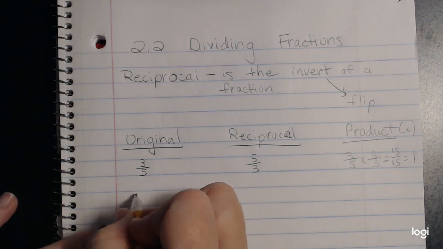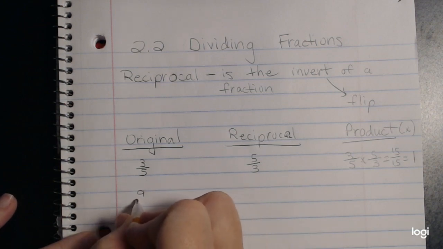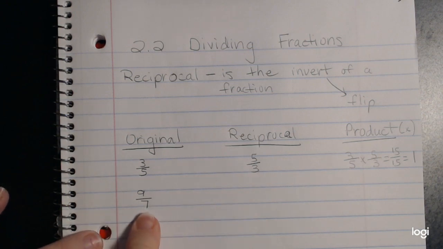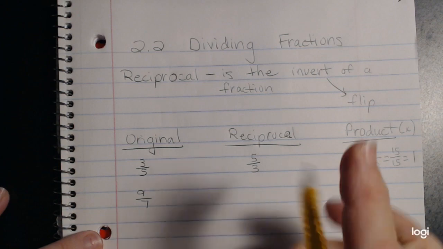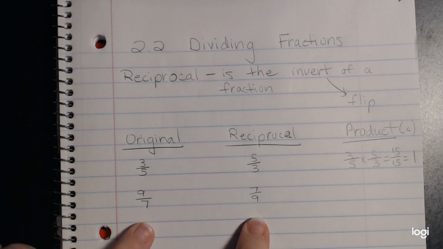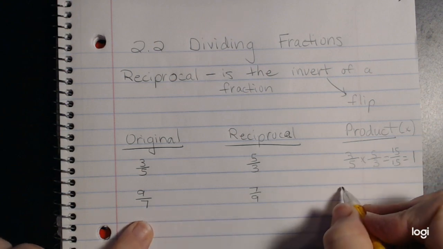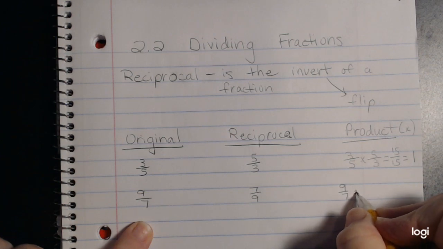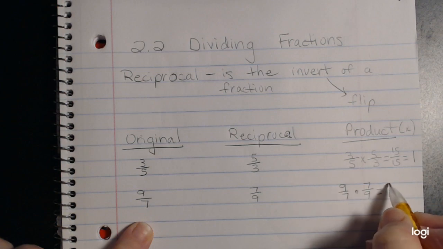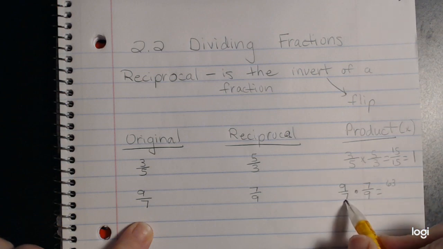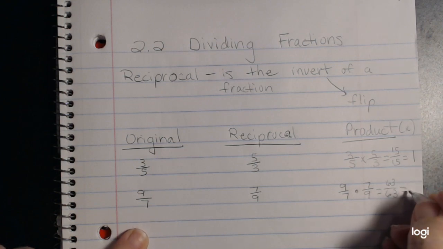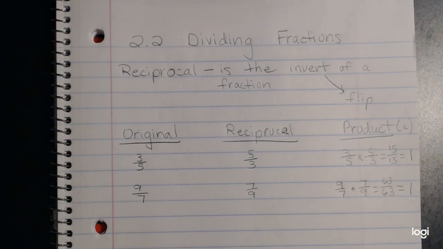All right, let's try another one. If I gave you the original number, let's say 9/7, what is the reciprocal? Well, we flip that. 7/9. If I find the product, which means we're going to multiply, put the dot this time. 9 times 7 is 63. 7 times 9, oh, that's the commutative property, is 63. 63 divided by 63 is the answer 1.